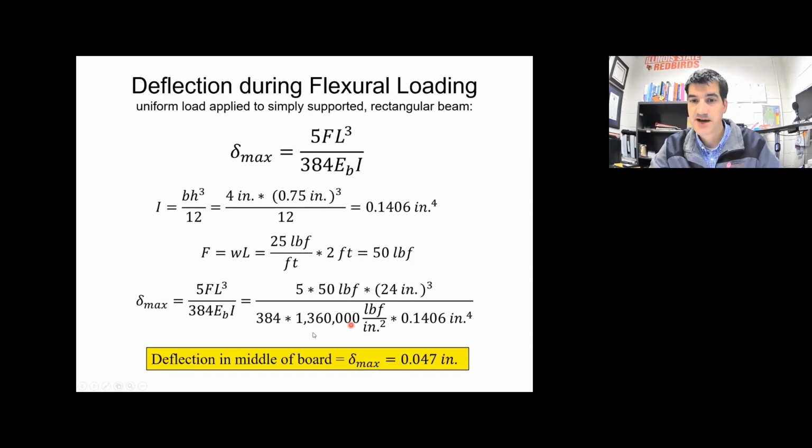And then in the denominator, we put in 384, that's part of the constant. That is our flexural modulus that was given to us in the problem, and this is the moment of inertia that we calculated right there. So plug all that in, keep track of your units, cancel out your units, and you will find that the deflection in the middle of the board, which is where the point of maximum deflection is, is 0.047 inches.